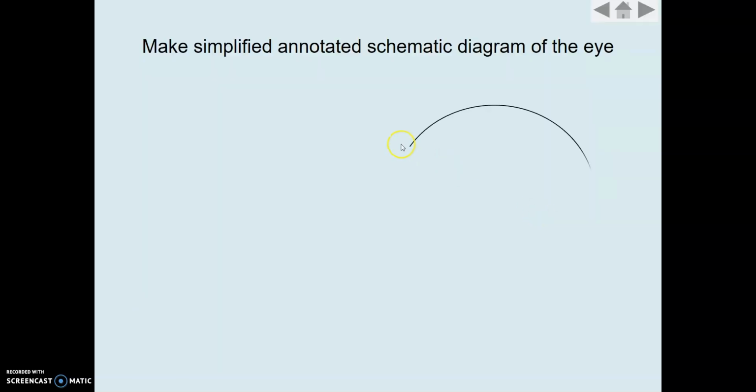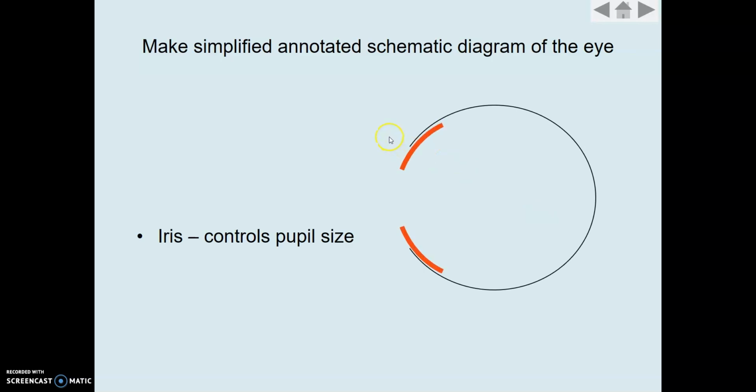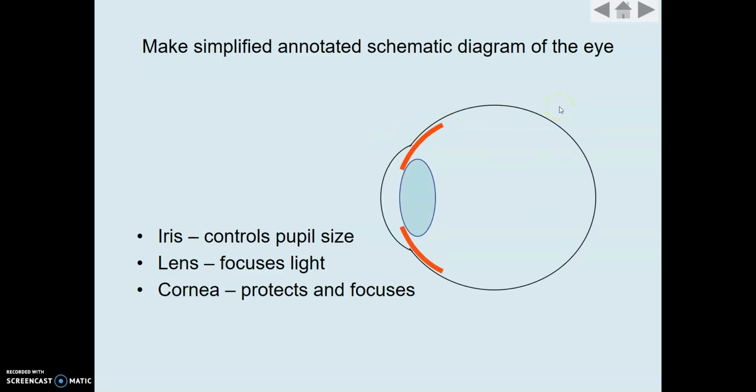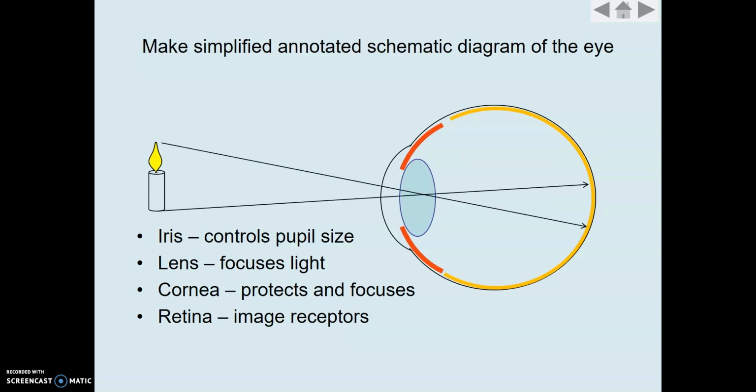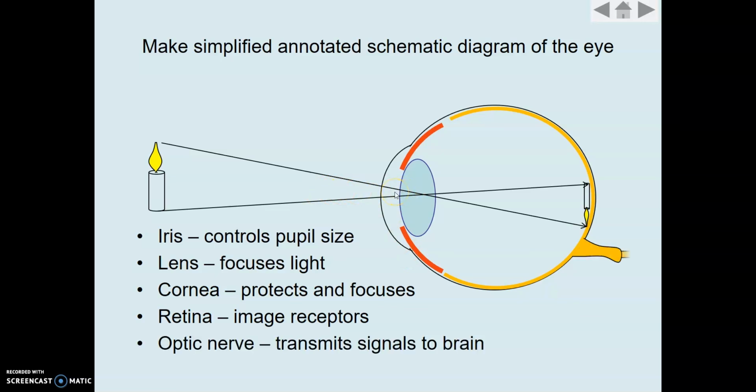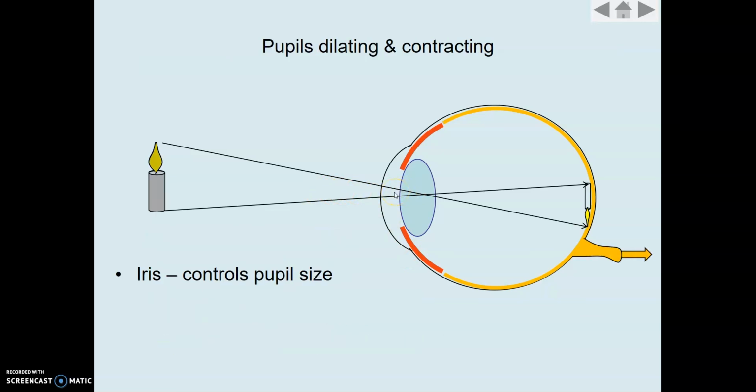If we want to make a drawing, we encourage you to learn how to make simple schematic drawings. Then a drawing needn't be any more complex than this. The iris, that's this part, controls the amount of light that comes in. So let's look at another drawing of that.